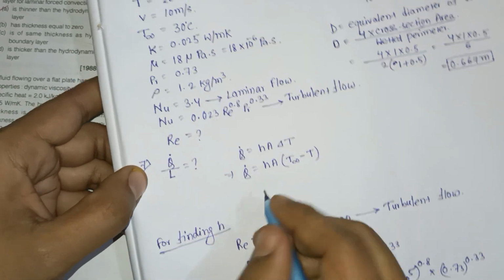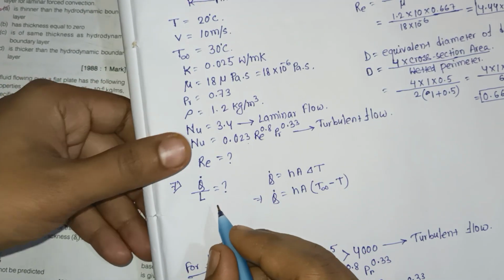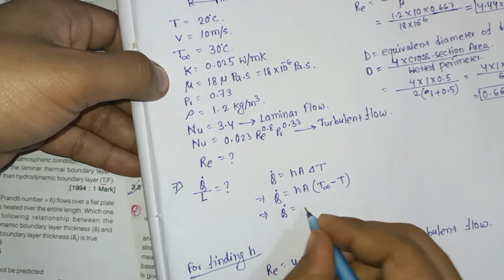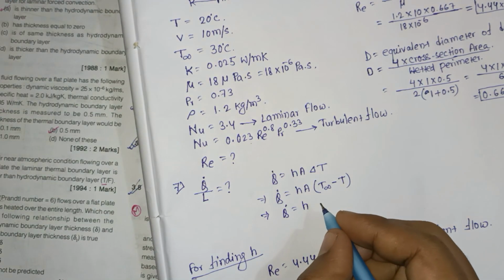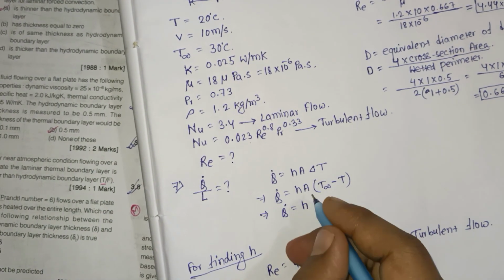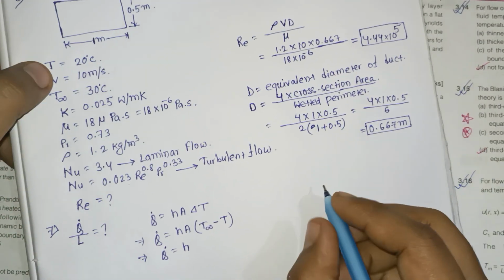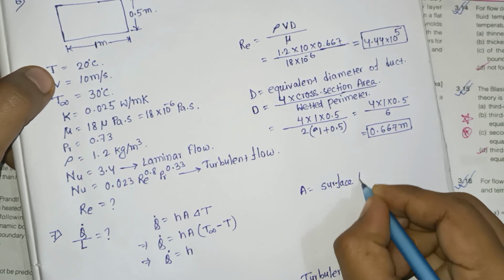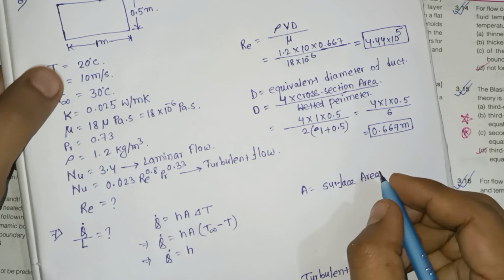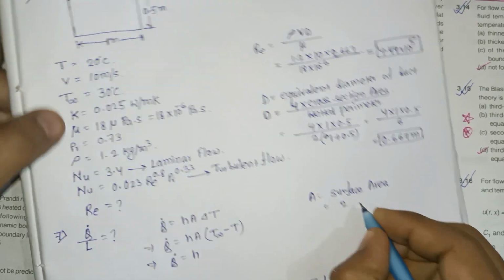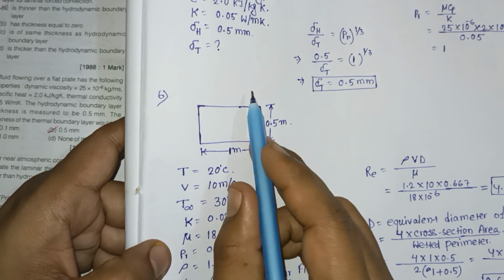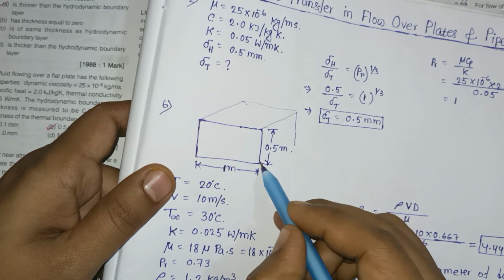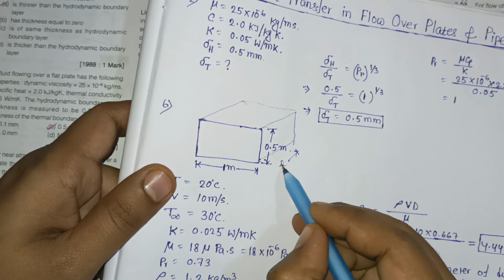Now you have to calculate Q dot by L, the heat transfer rate per unit length. Q dot is equal to h into area, where area means the surface area of heat transfer. The surface area is the perimeter into length. Suppose the length of this duct is L.